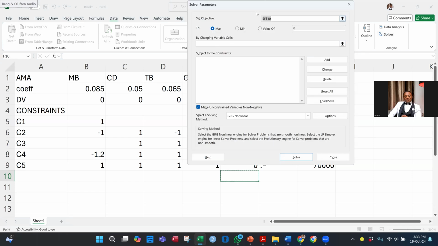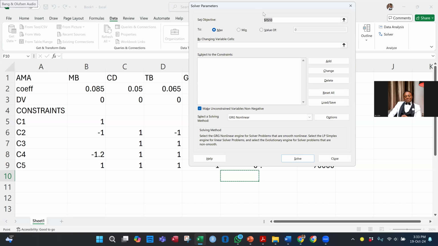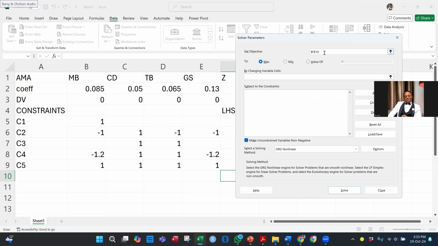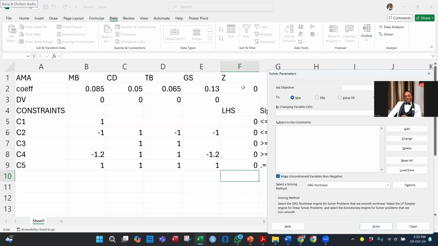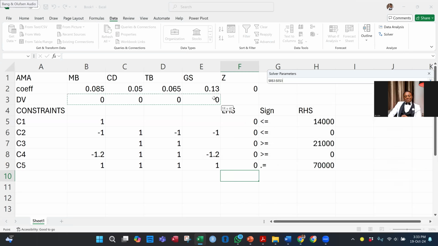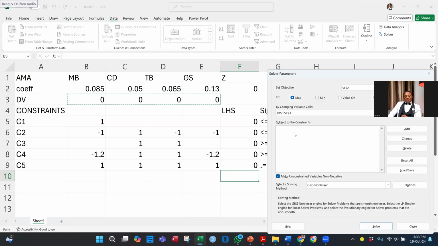Then, for the by changing cell, the first thing to do is look at the objective. The objective is a Z value. Right now, you should delete whatever is there and select the objective. The objective is this value here, F2. So select F2. It's a maximization, so leave it like that. The by changing cells are the decision variables, so click on by changing cells and select all the decision variables. Click on the subject to constraint.